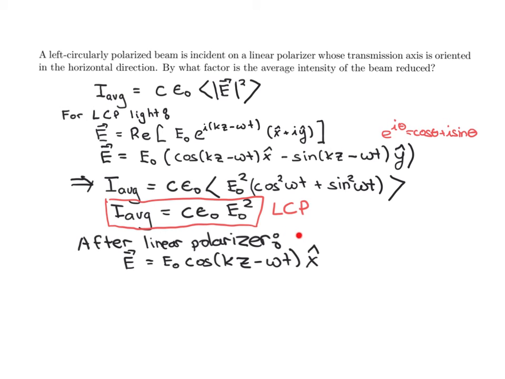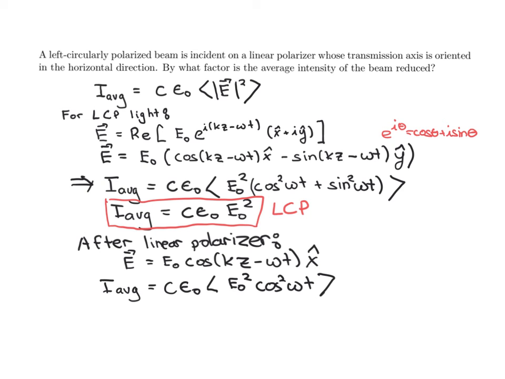What about after the linear polarizer? Well, the linear polarizer, we're told, is oriented in the horizontal direction. The transmission axis is along the horizontal direction. The way linear polarizers work is that only the x component of the electric field is going to survive. The y component is going to get absorbed. So the electric field after the beam has passed through the linear polarizer is just E naught cos(kz minus omega t) along the x hat direction.